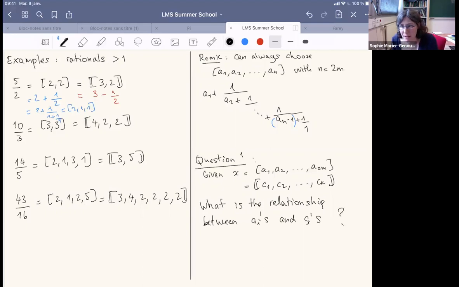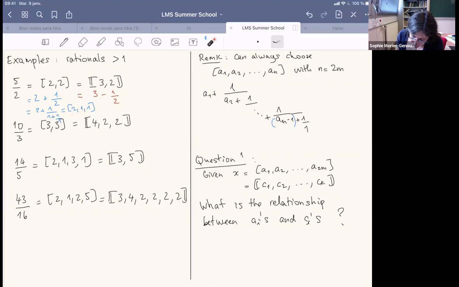I'm not going to answer right now. I will postpone the answer until later. If you look at the example, it's not clear at all. First of all, it's not even clear what the relationship is between the length here, n, and k. Sometimes you have the same number of terms. Sometimes the negative one is longer, sometimes it's shorter, sometimes it's much longer. So even the relation between n and k is not clear.